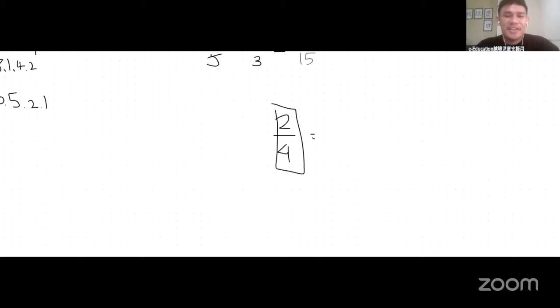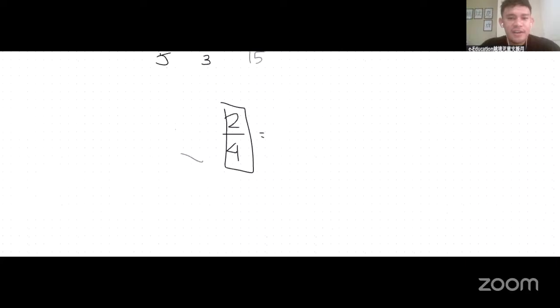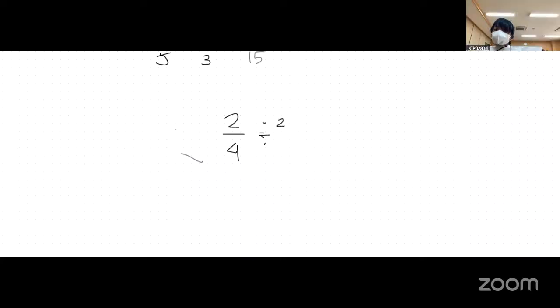So the lowest term is, let's just say, the most basic form or the most simple form a fraction can have. So 2/4. If we divide 2/4 by 2 and 2, 2 divided by 2 is 1, 4 divided by 2 is 2, right?